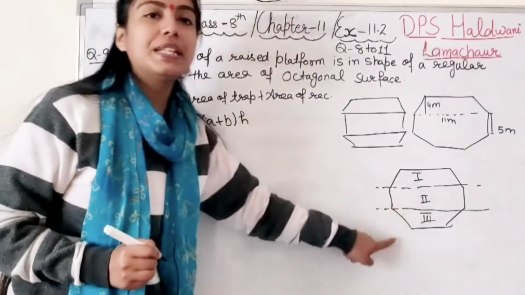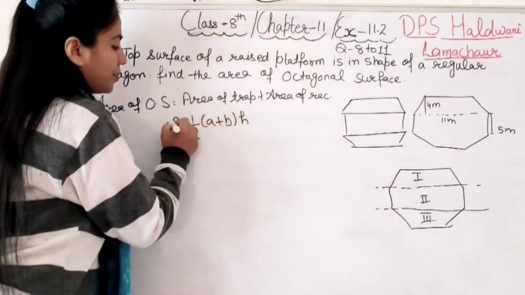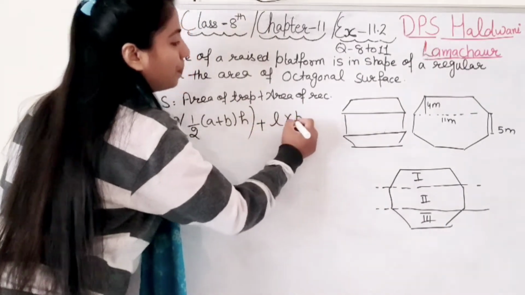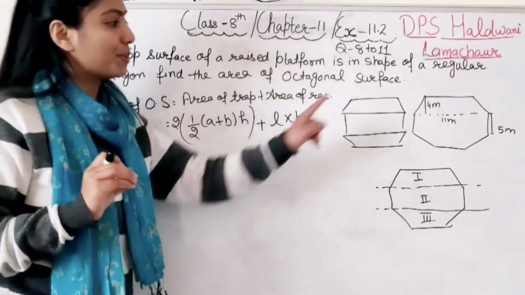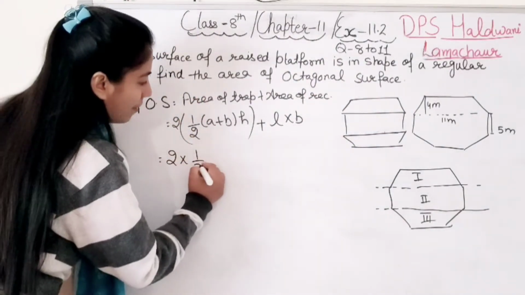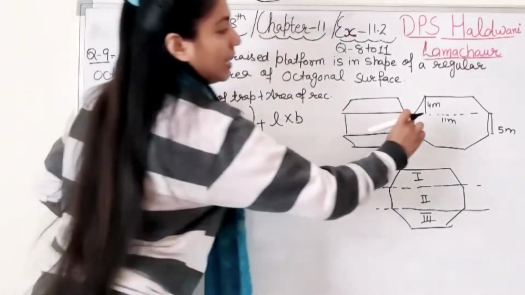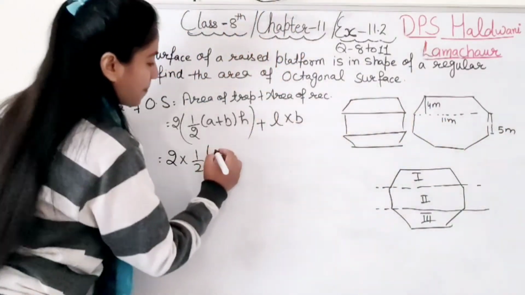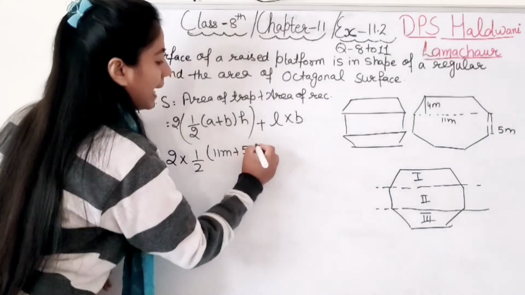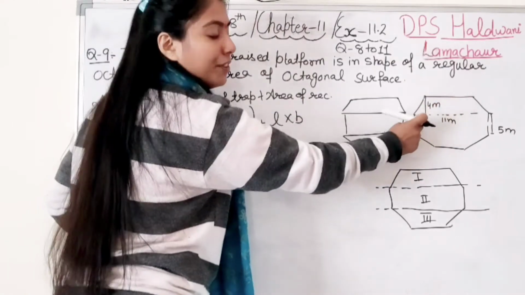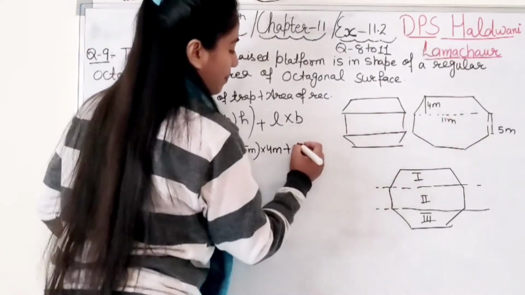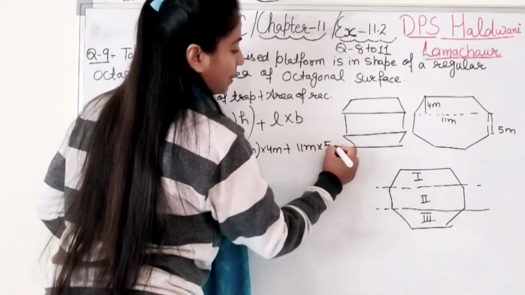But students, how many trapeziums do we have? 2. So we can write 2, plus the area of the rectangle, which is length into breadth. Now just put the values, because every value is given to you. First of all, 2, half (A plus B). What is A? This is A, 11 meter. What is B? This B is 5 meter, and this perpendicular height H is 4 meter, plus length 11 meter, and breadth is 5 meter.